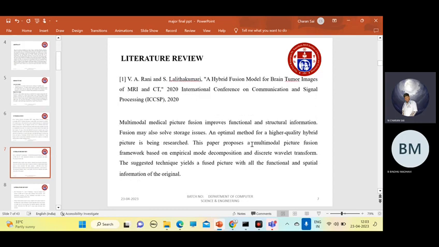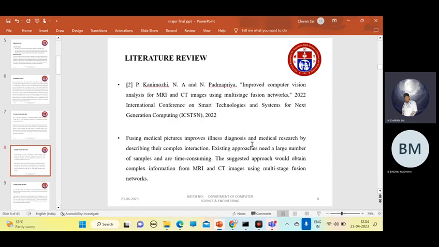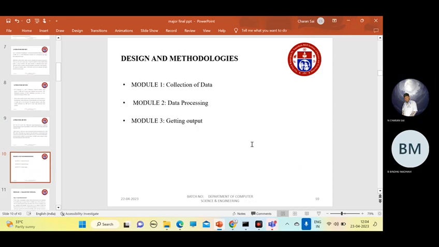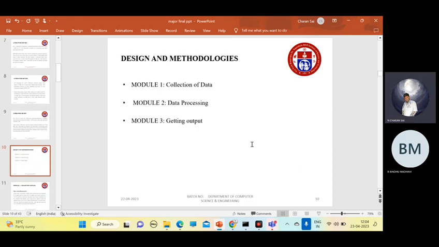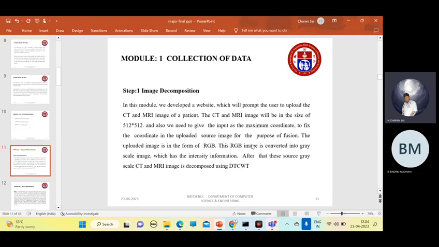And this is the literature review. And these are the designs and models. There are three modules. Module one is collection of data, module two is data processing, and module three is getting output. In module one, we have developed a website which will prompt the user to upload a CT and MRI image of the patient.